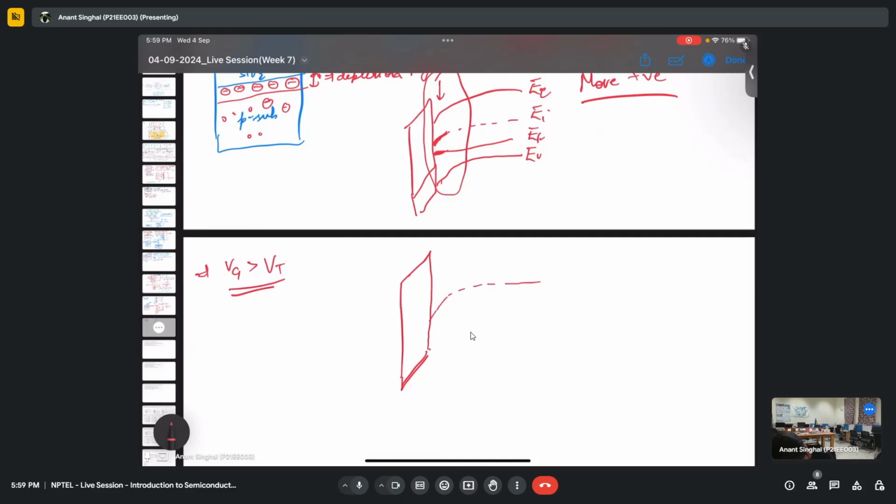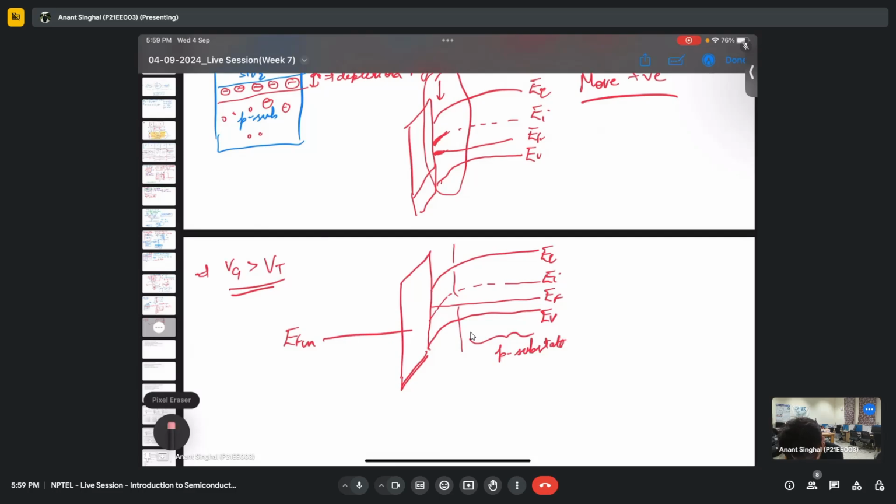So maybe I can make, so this is, let's say, this will be again EC, EI, EV. Oh, sorry, this is what? EF and this is EV. So now what we have started with is a P-type substrate. We have the metal, let's say EFM here. And can anyone tell what is the semiconductor at the surface now? Surface means at the Si-SiO2 interface. What is the nature of the semiconductor?